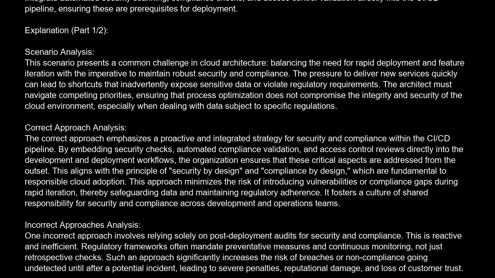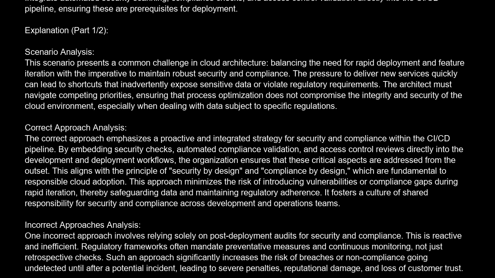Incorrect approaches analysis. One incorrect approach involves relying solely on post-deployment audits for security and compliance. This is reactive and inefficient. Regulatory frameworks often mandate preventative measures and continuous monitoring, not just retrospective checks. Such an approach significantly increases the risk of breaches or non-compliance going undetected until after a potential incident, leading to severe penalties, reputational damage, and loss of customer trust.